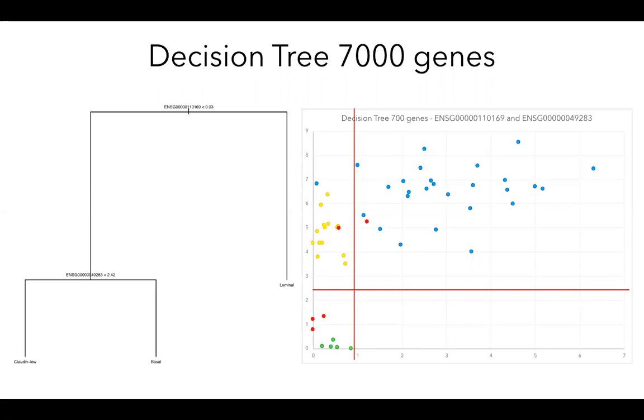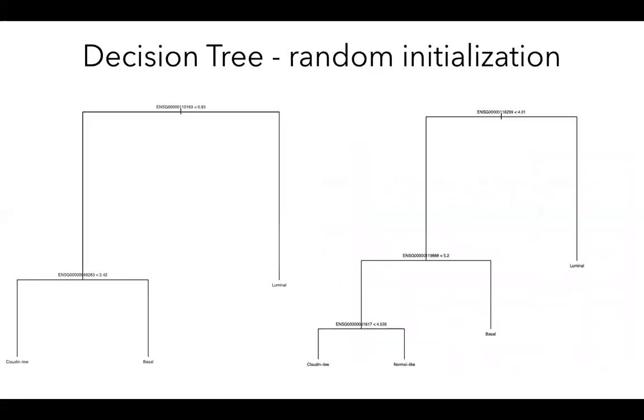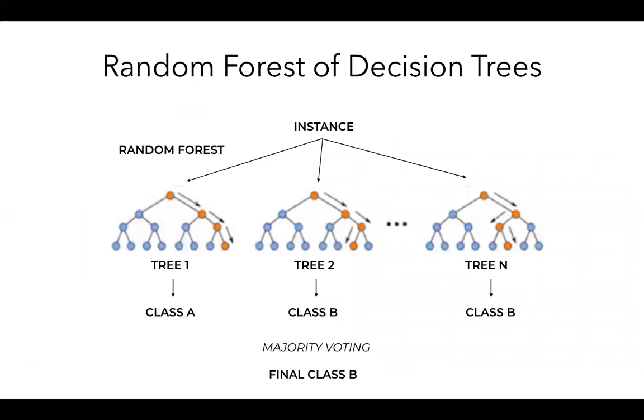When we talked about 7,000 genes, we saw that the classification is not so great, and there are still many outliers. To overcome that, we run many decision trees. Maybe we will run 5,000 decision trees, not one, because each is randomly initialized, so we will be initializing it over and over again. What happens is a random forest of decision trees.